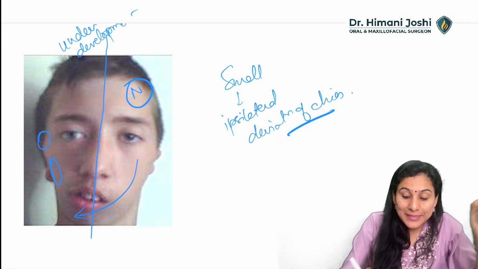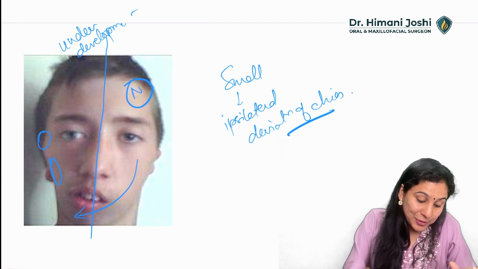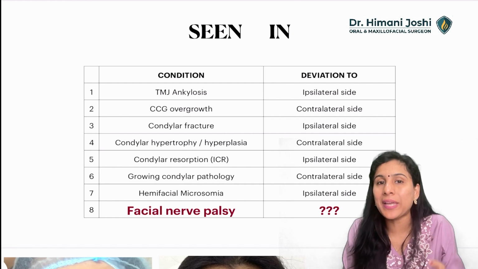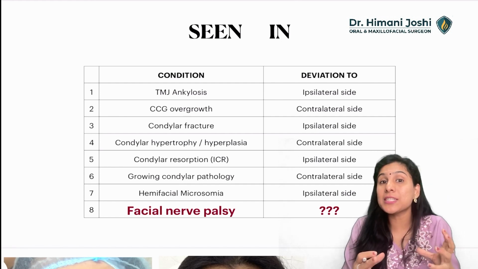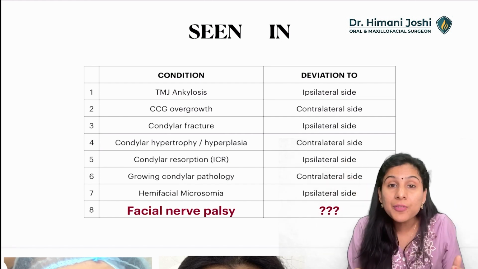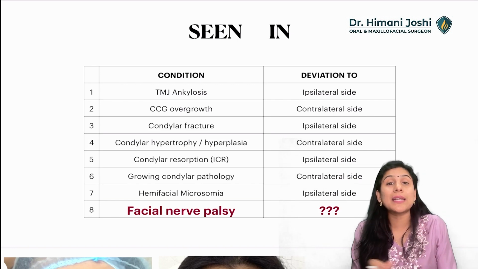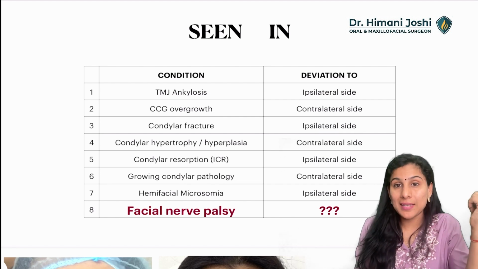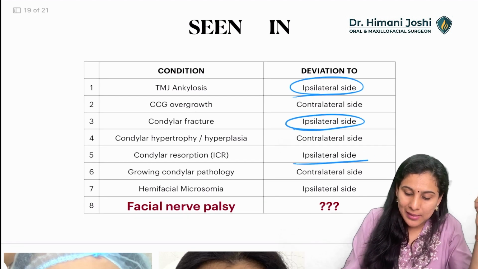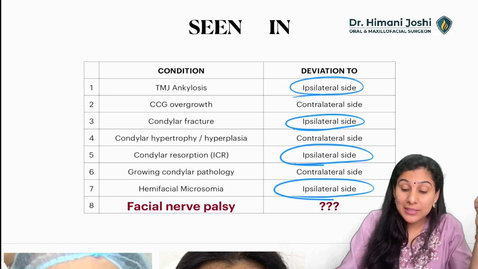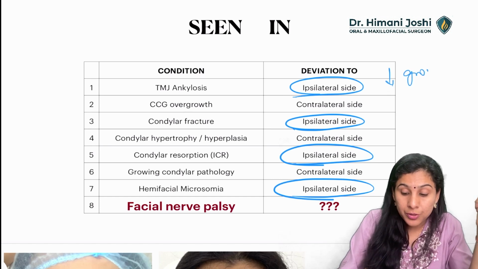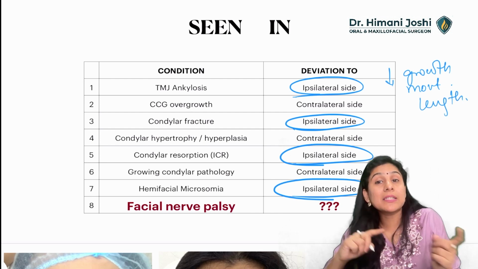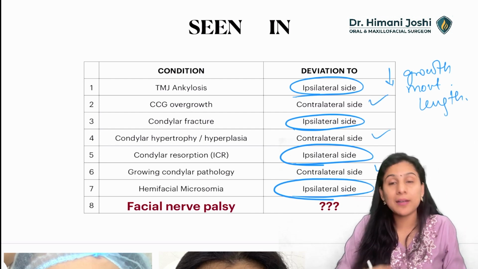Alright? So this is the part to understand, so that you don't have to mug it up. You can just understand what the condition is doing. Ankylosis, it is stopping growth. CCG overgrowth, it is increasing growth. Condylar fracture is stopping movement. So whenever there is a stop or resorption or reduction, ipsilateral. Whenever there is a reduction in growth, reduction in movement, or reduction in length, ipsilateral. And whenever it is the opposite, contralateral.